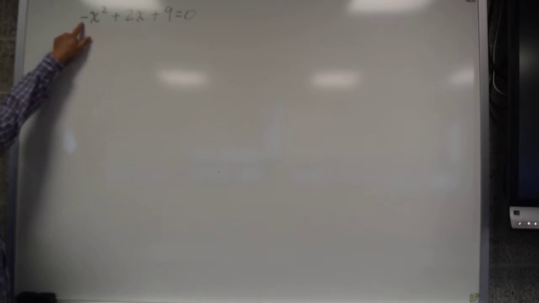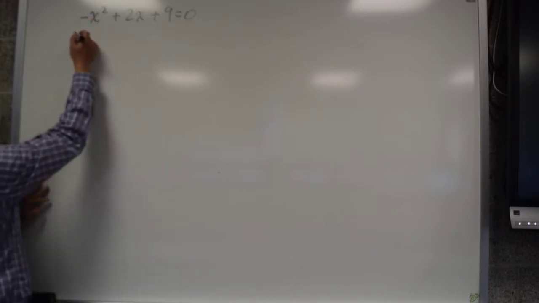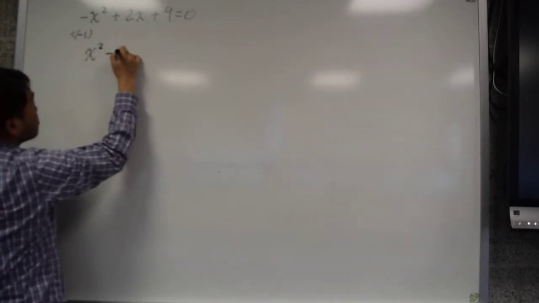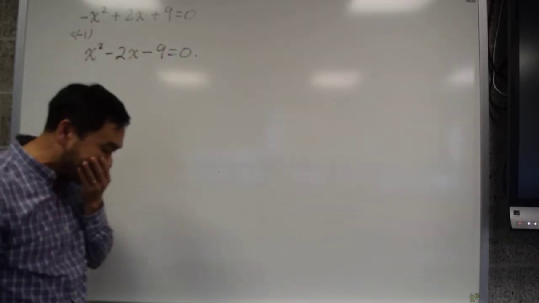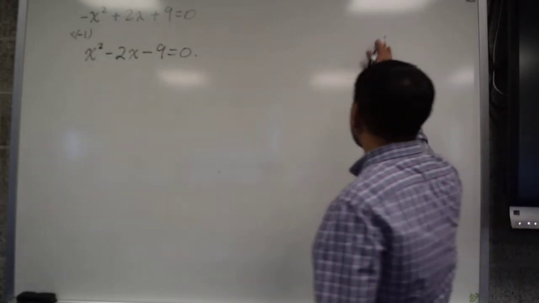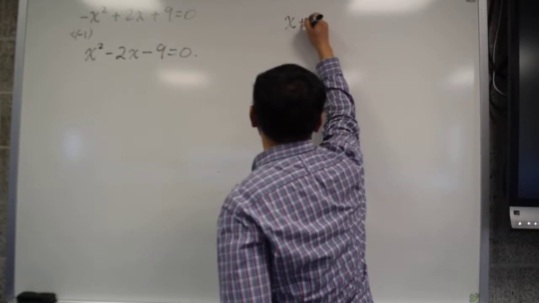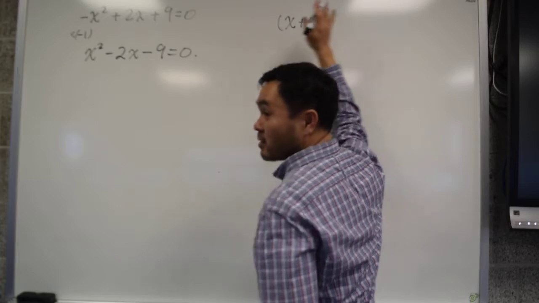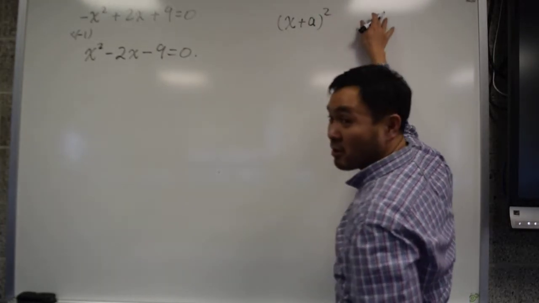Now this one is not really 1, so let's first multiply by -1 so that it's 1. If I multiply everything by -1, I get x squared minus 2x minus 9 equal to 0. So let's try to solve this. Completing the square means you want to make it look like this, plus some other number.